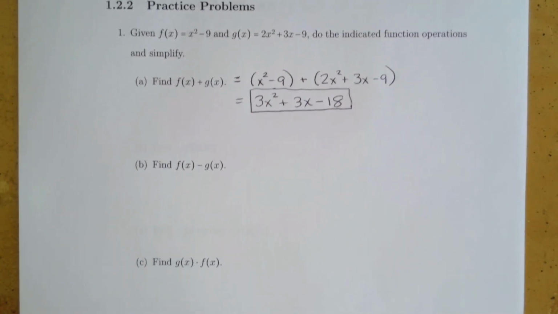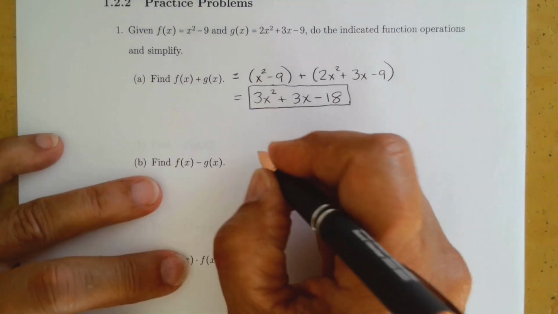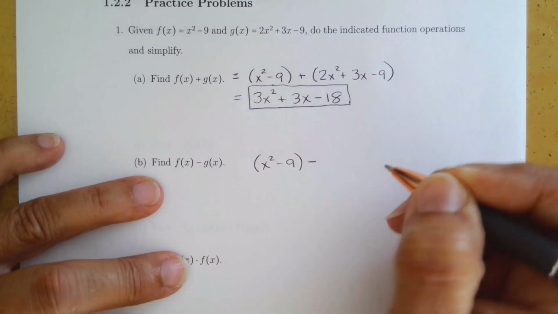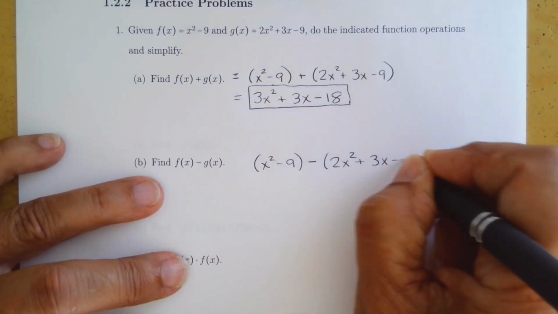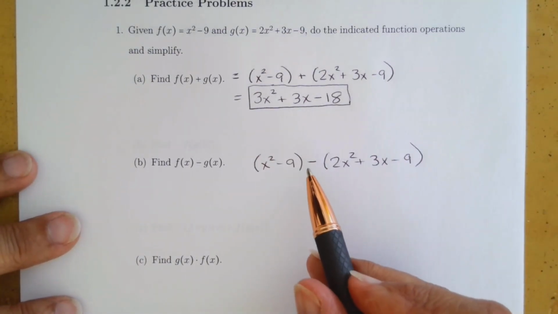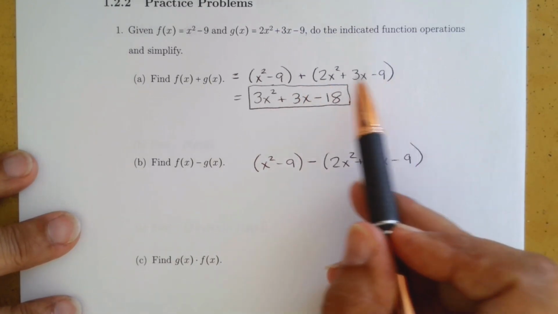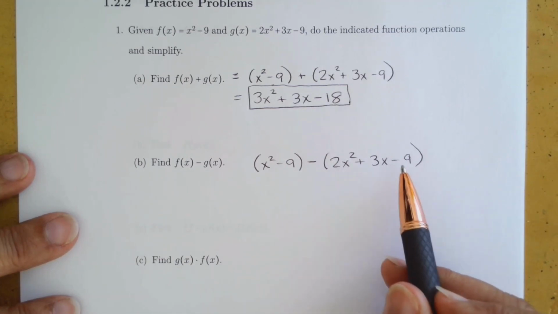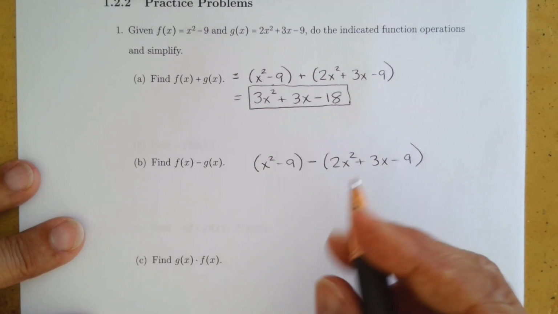All right, part B says f of x minus g of x. Now this one I am going to put parentheses around. So f of x is x squared minus 9, minus g of x, 2x squared plus 3x minus 9. Now this is always one for careless mistakes. When you add a polynomial, the signs stay the same. But when you subtract a polynomial, you have to change all of those signs. So be careful with the plus and the minus.